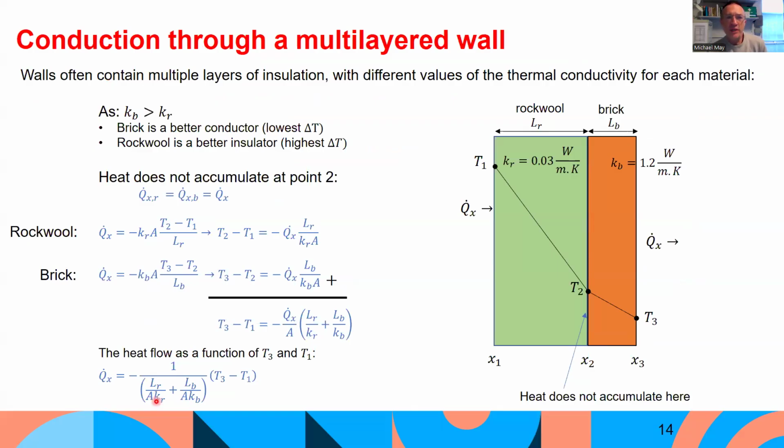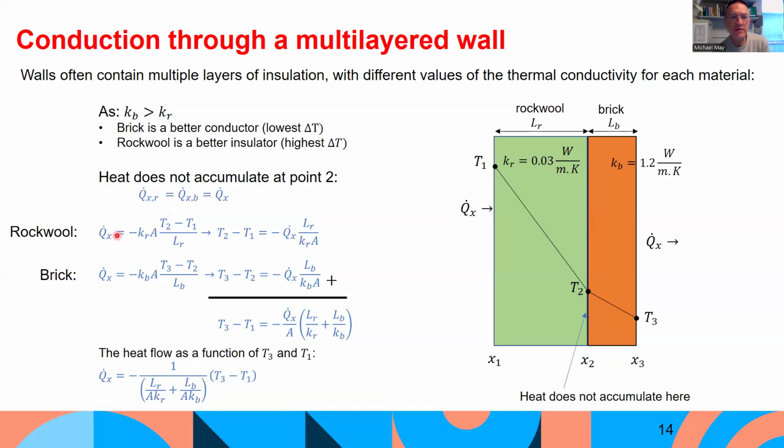But what if we're dealing with conduction through a multi-layered wall? So walls often contain multi-layers of insulation with different values for the thermal conductivity for each material. So here we have a two-layered system. Rock wool, which would be regarded as a good insulator, so has a relatively low thermal conductivity value. Brick, which would be more of a conductor, so it has a slightly higher thermal conductivity value.